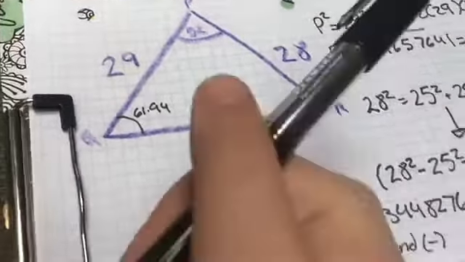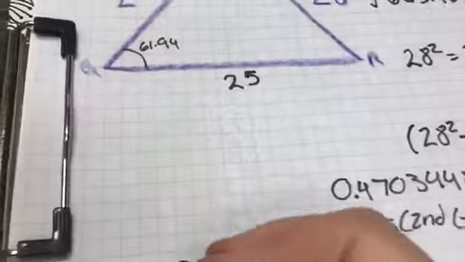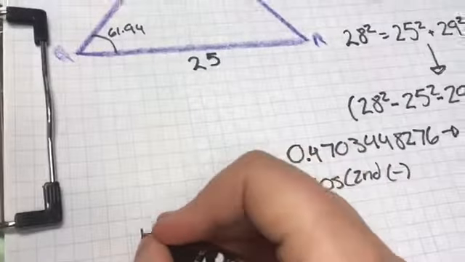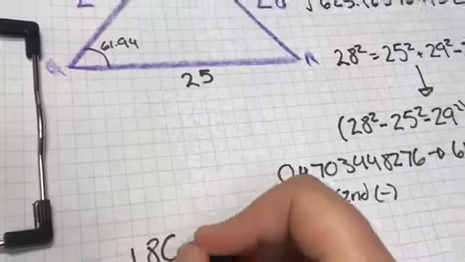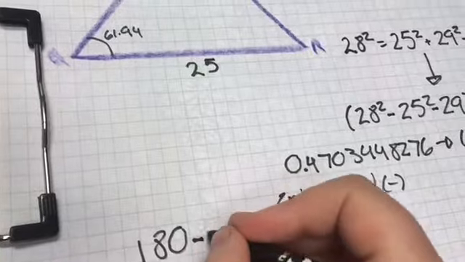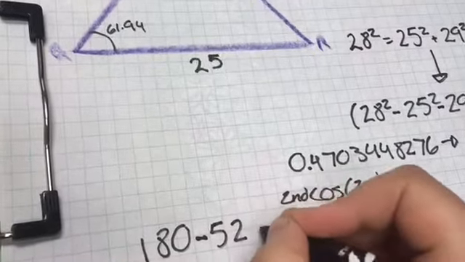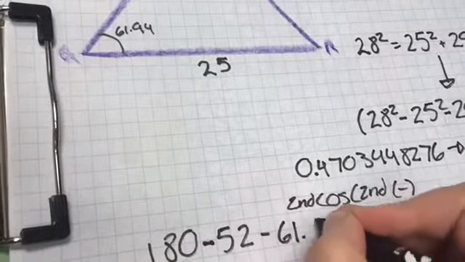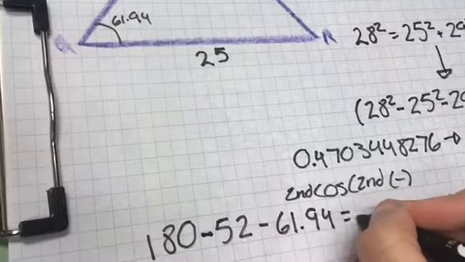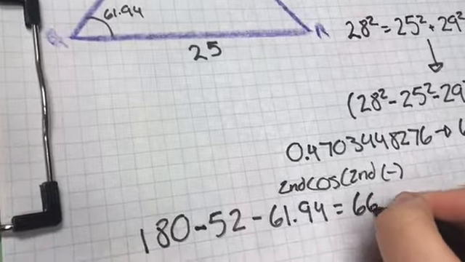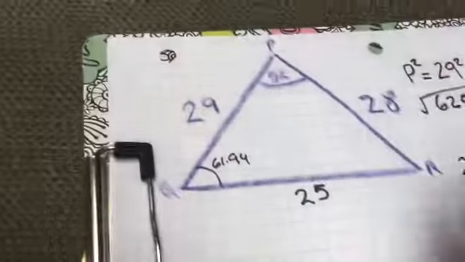Now we want to know all of the angles like we want to know all the sides. So instead of doing this again, there's a much simpler way we could do it, because every triangle equals 180. So we take our 180 and we minus our 52 and minus our 61.94. That means our last degree has to be 66.06, which would be this one.